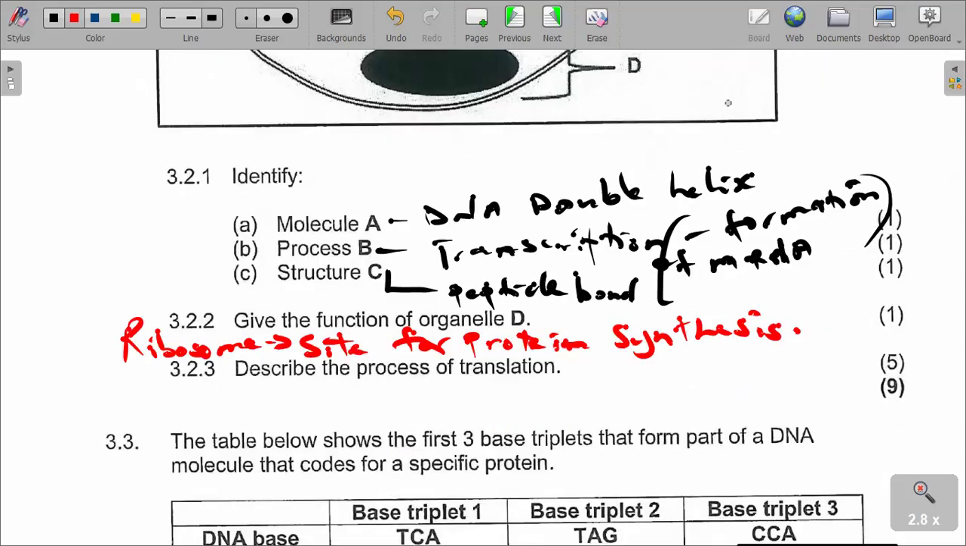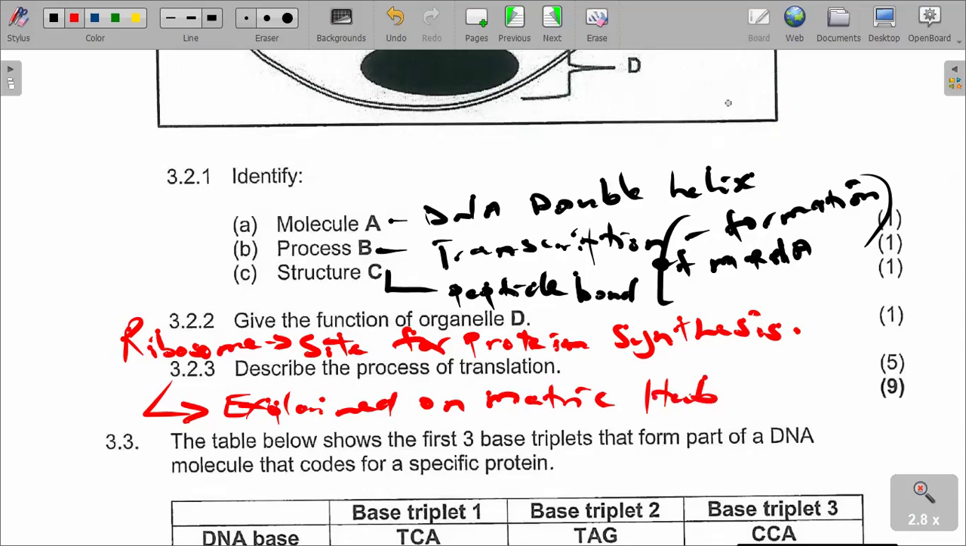The process of translation, question 3.3. We can also have it. It has also been explained on Metric Hub. It is explained also on Metric Hub.